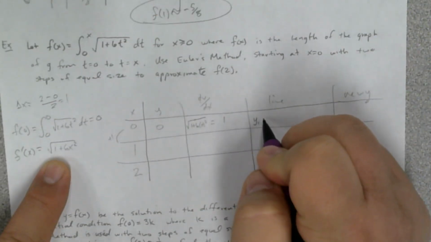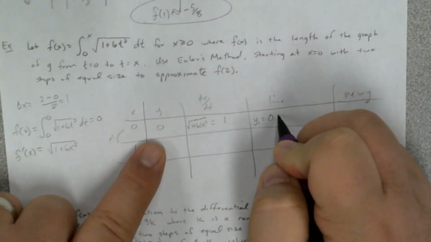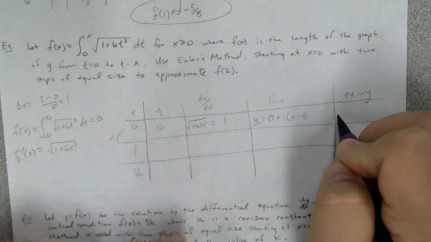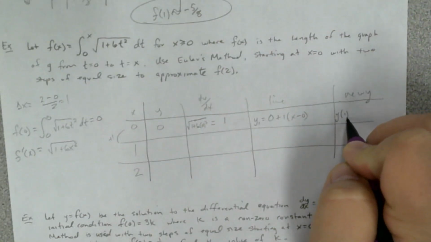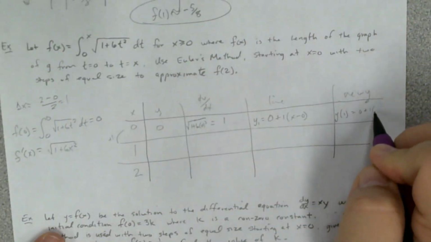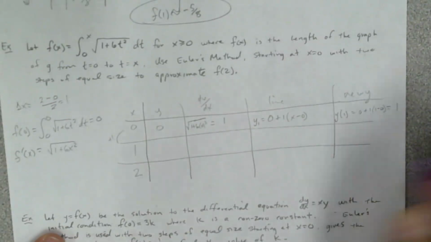So y1 is this y plus the slope times x minus 0. And so then what is y at 1? I'm going to get 0 plus 1 times 1 minus 0, which is 1.